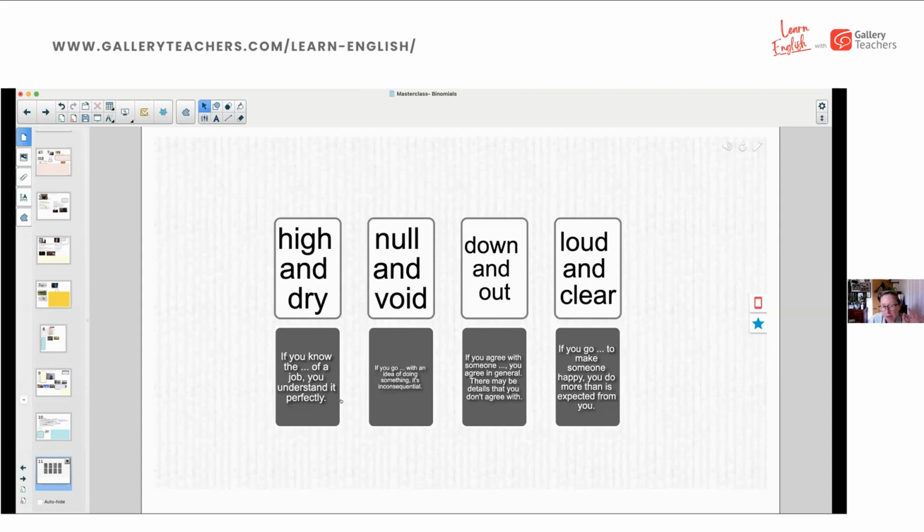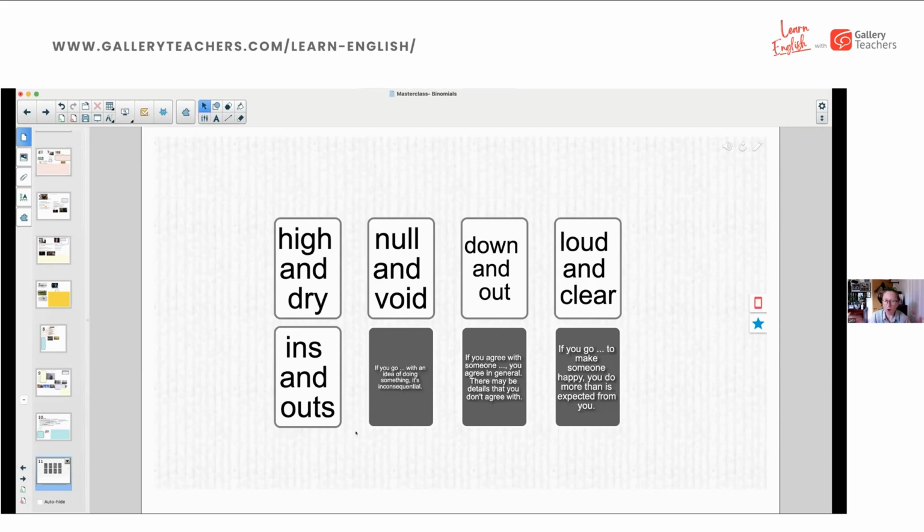Note it. So next one, if you know the blank of a job, you understand it perfectly. If you know the bits and bobs, yeah, you could say that. I was actually thinking ins and outs. So when you know the ins and outs of something, it's like inside out. You know it inside out, like the back of your hand. You know it very well. I know the ins and outs of teaching after 30 years of teaching, right? So if you go with an idea of doing something, it's inconsequential.